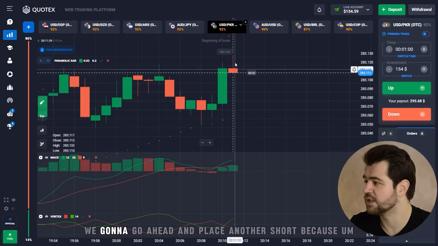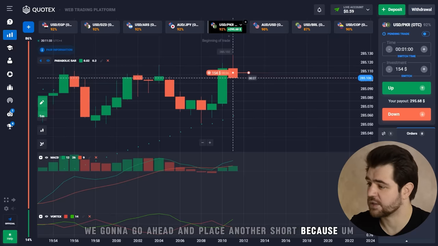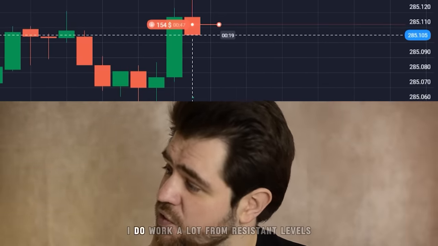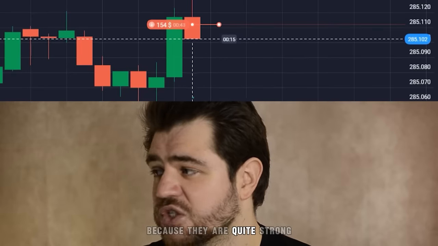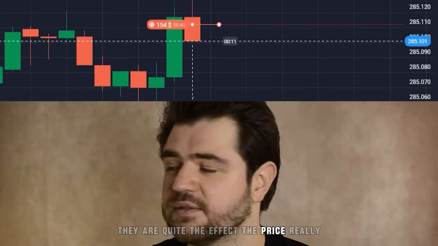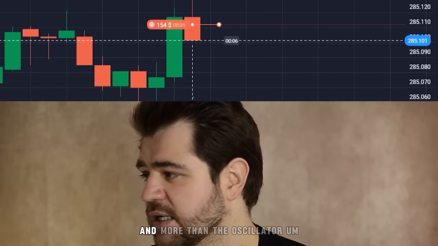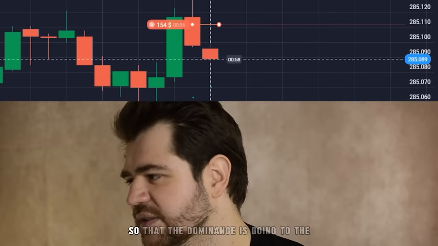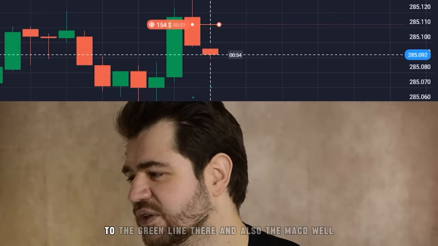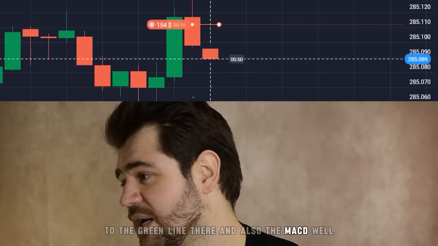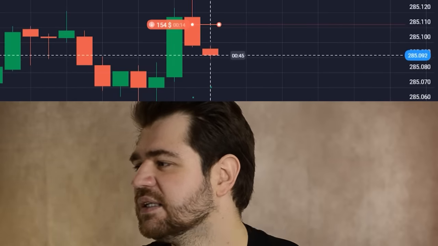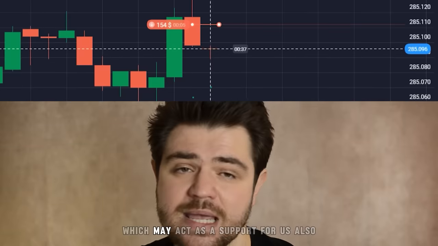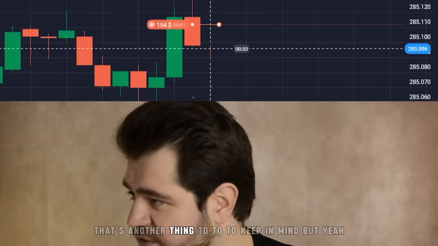What do we have here? We're gonna go ahead and place another short, because basically the resistance is there. And, you know, I do work a lot from resistance levels, because they are quite strong. They affect the price really a lot in most cases, more than the oscillator. Because the Vortex, for example, shows that the price has gone up here, so the dominance is going to the green line there, and also the MACD, well, it's not decisive either. So you gotta work off something. Of course, we have Parabolic SAR, which is below, which may act as a support for us also. That's another thing to keep in mind.